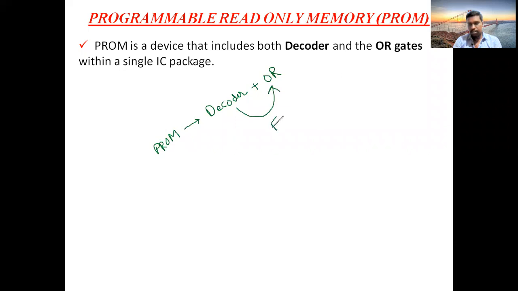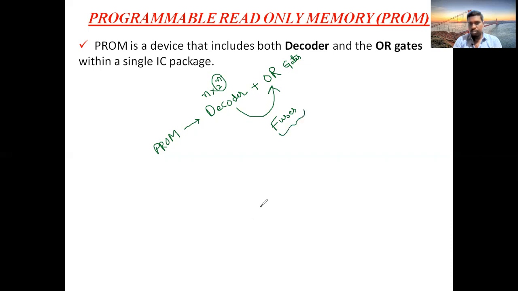This is very, very important. The PROM circuit consists of a decoder internally and the output lines of the decoder. Generally, what is a decoder? You will have n number of inputs and 2 power n number of outputs. Among these 2 power n, some of the output lines will be linked to a group of OR gates. Whenever you connect the 2 power n output lines towards the OR gates, you should connect them with the help of fuses.